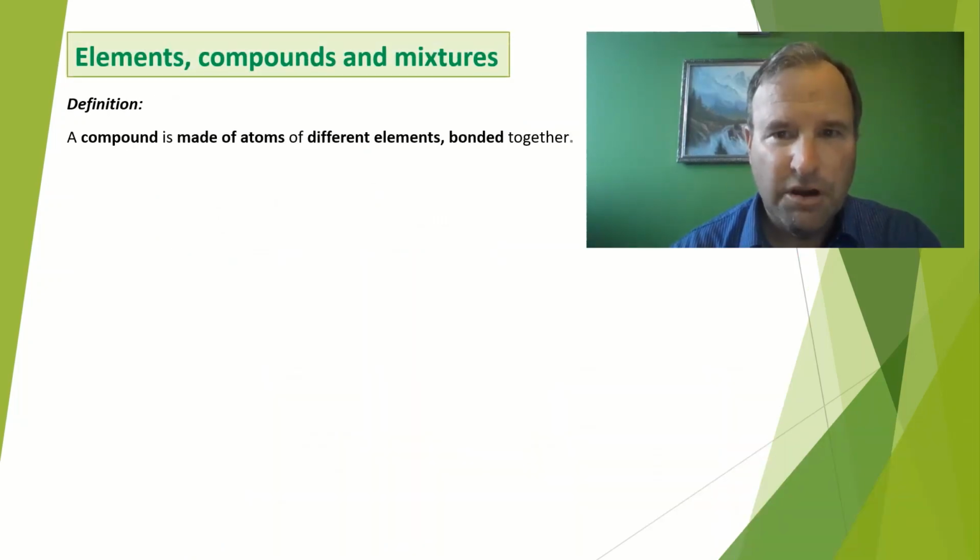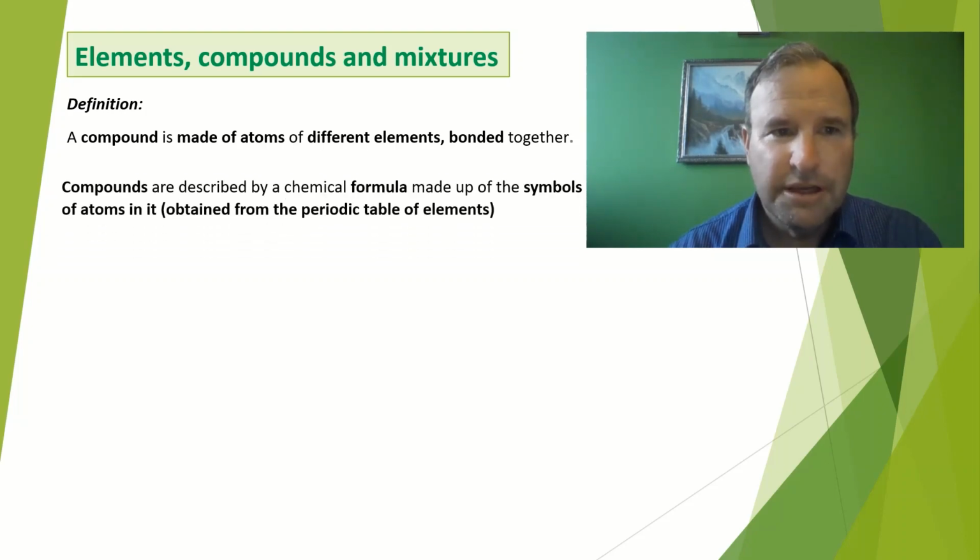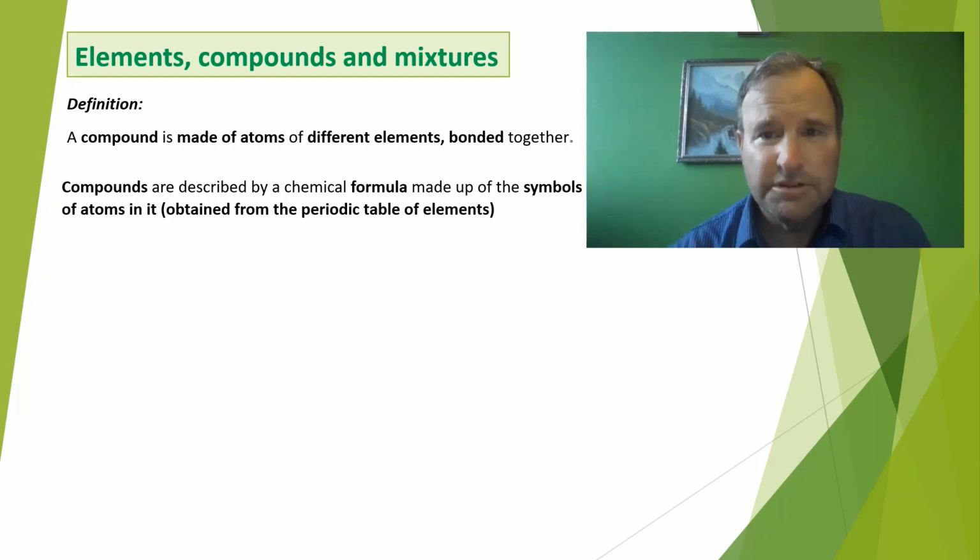Here's a definition of a compound you need to know. As described, a compound is made up of atoms of different elements bonded together, or in other words, chemically bonded together also. Compounds are described by a chemical formula made up of these symbols from the periodic table.